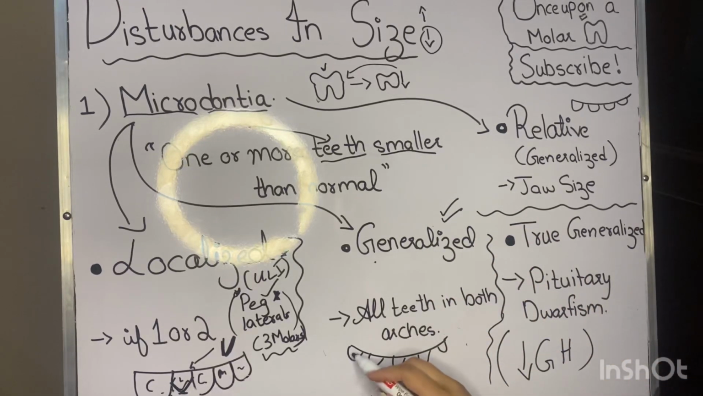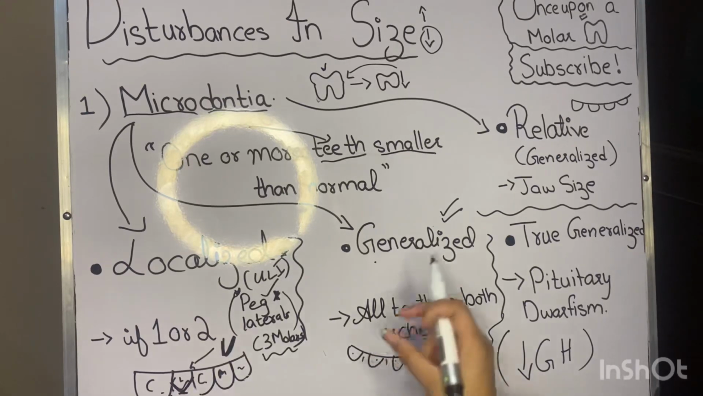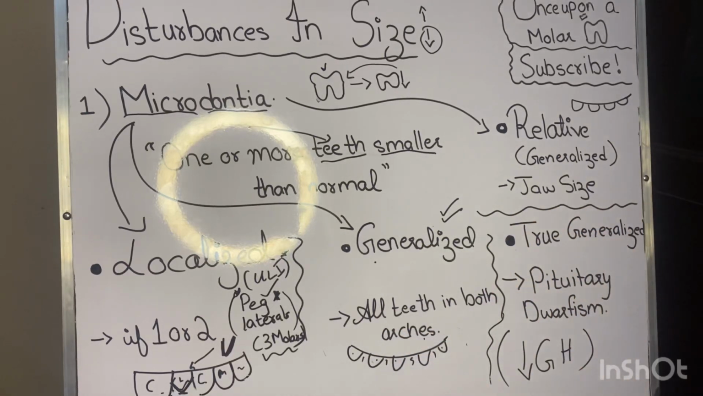Here, as you can see in the picture, let's suppose this is a normal jaw, and these are the teeth he has. As you can see, because there's a lot of spacing here, there is a very high chance that these teeth are way smaller than they normally should be. This is known as generalized microdontia.